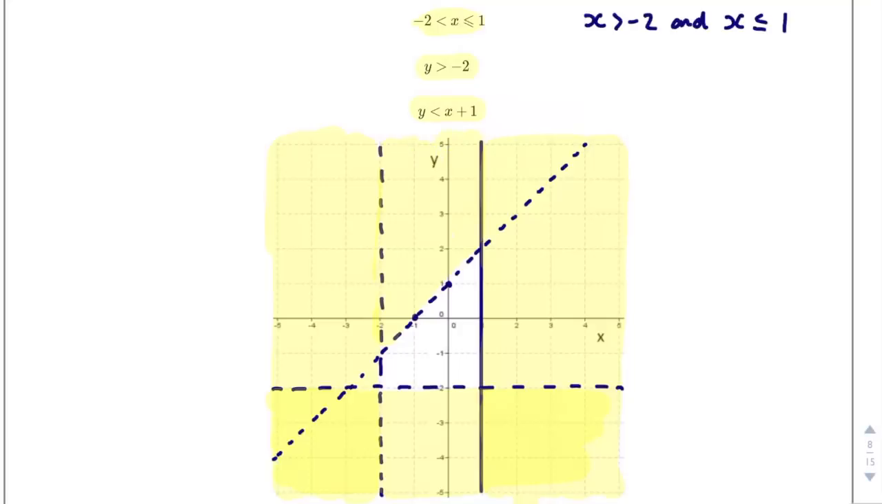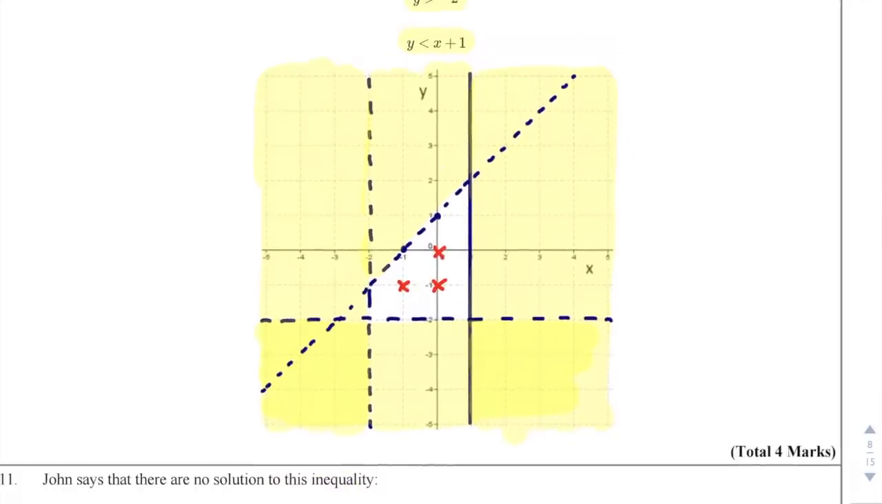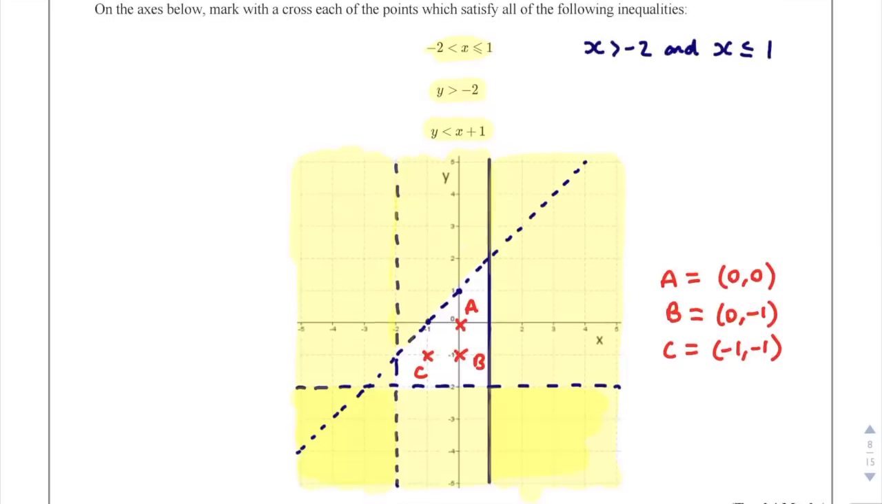So on this graph, we need to mark with a cross each of the points which satisfy those three inequalities. So you should be able to see that it's going to be, if I mark it with a red pen, that point there, and that point there. So if I mark those as coordinates, call them A, B, and C. A is going to be the origin, 0, 0. We'll call that B, which is going to be 0, minus 1. And we'll call this C, which is going to be minus 1, comma, minus 1. And that is question 10.